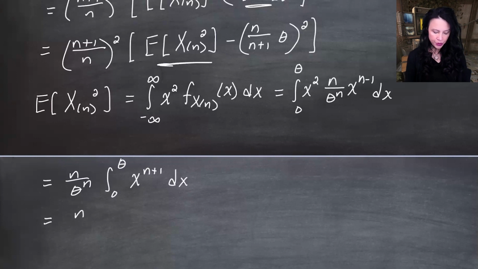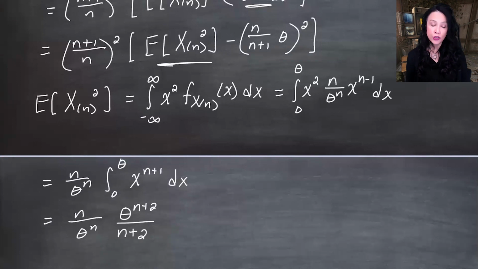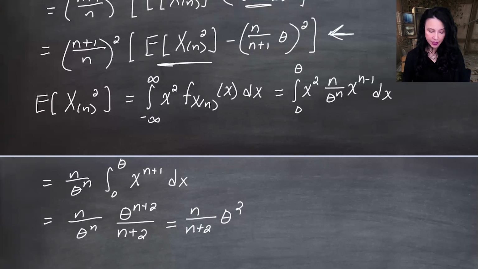Okay, so when you integrate that, you're going to get x to the n plus 2 over n plus 2, and you're going to plug in theta. So you'll get theta to the n plus 2 over n plus 2. So you'll get several thetas canceling, and you're left with n over n plus 2 theta squared. So now I'm going to go back up here and plug this in.